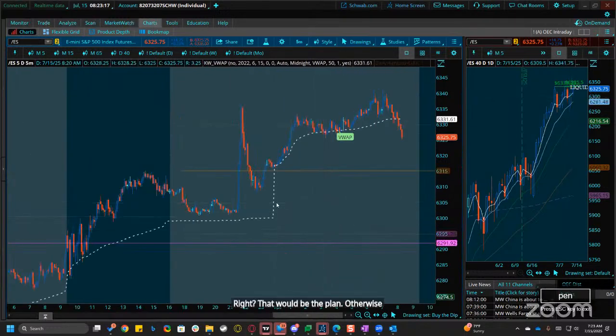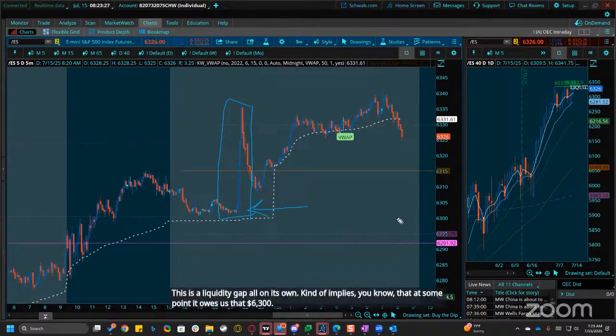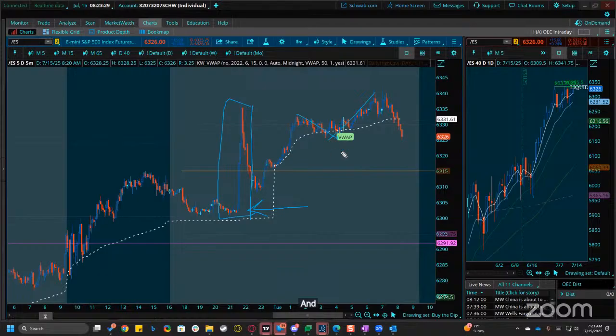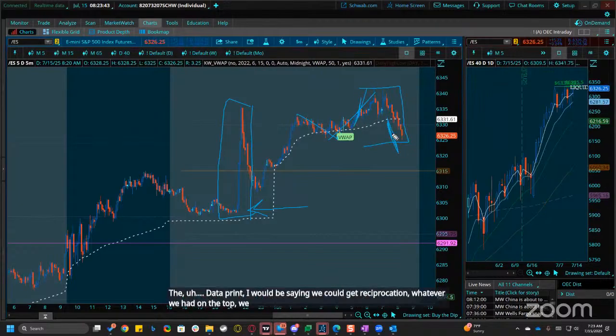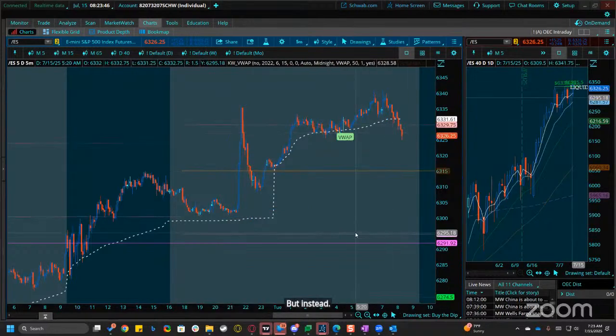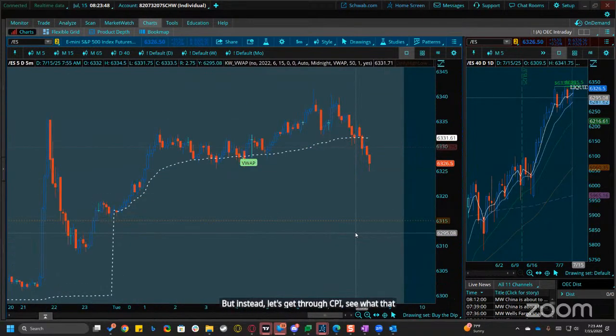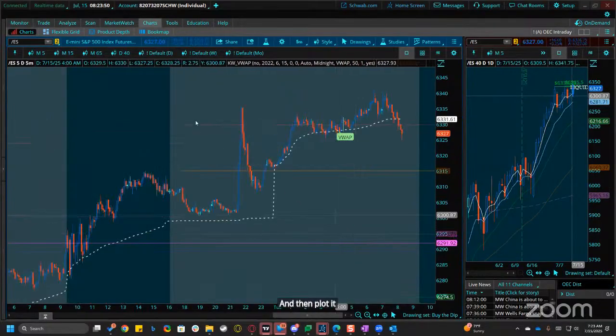Otherwise, this is a liquidity gap all on its own. Kind of implies that at some point it owes us that 6,300. And right now we're just dancing around VWAP. So if we weren't 7 minutes away from the data print, I would be saying we could get reciprocation. Whatever we had on the top, we would get on the bottom. But instead, let's get through CPI, see what that big candle is, and then plot it and measure it.